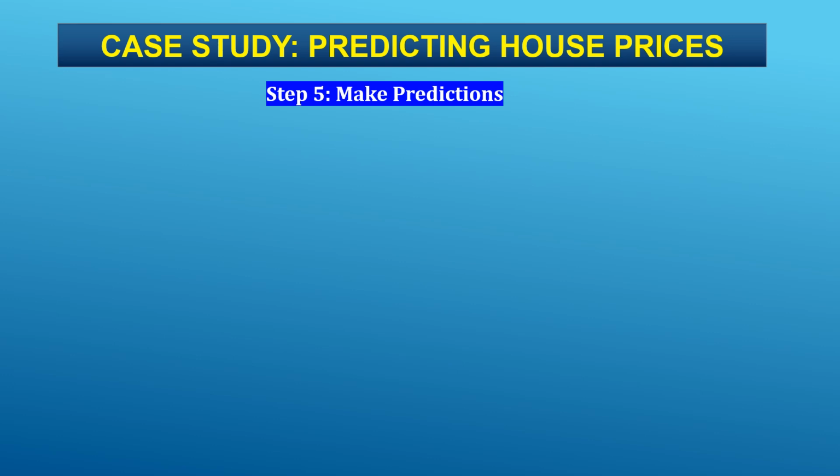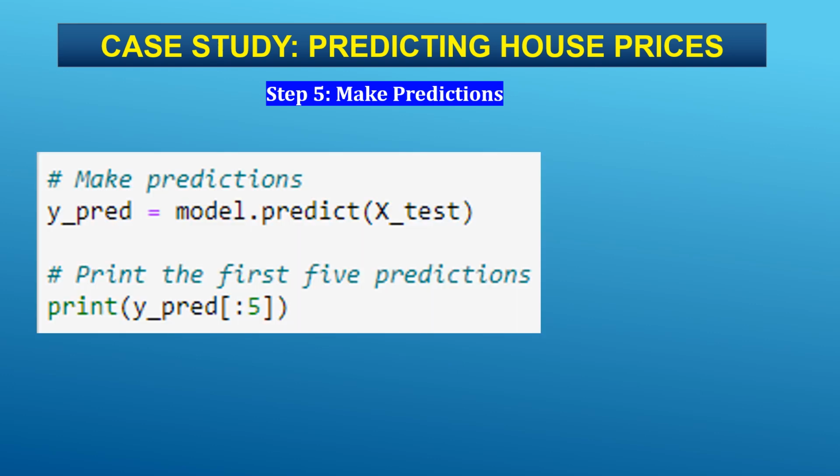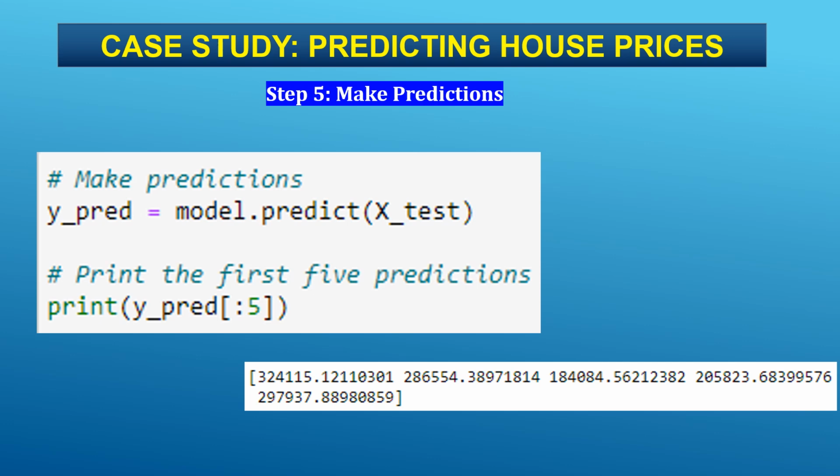Step 5, make predictions. We use the trained model to make predictions on the test set. model.predict(X_test) gives the predictions for the test set, and then we print the first 5 predictions, and these are the 5 predictions.